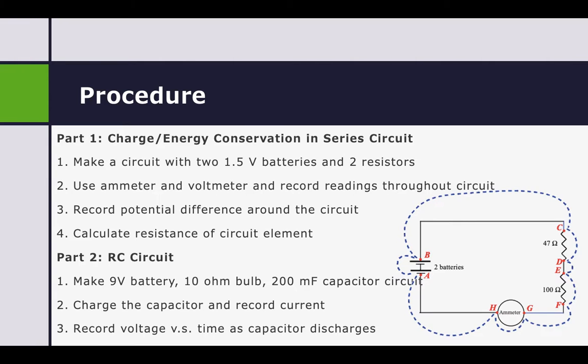In the second part of our lab, we will make a circuit with a 9-volt battery, a 10-ohm bulb, and a 200 microfarad capacitor. We will also do the same thing with a 20-ohm bulb. Then we will charge the capacitor and record the current throughout the circuit. We will also discharge the capacitor as it lights a bulb and record the current. Finally, we will record the voltage versus time as the capacitor discharges and lights the bulb.